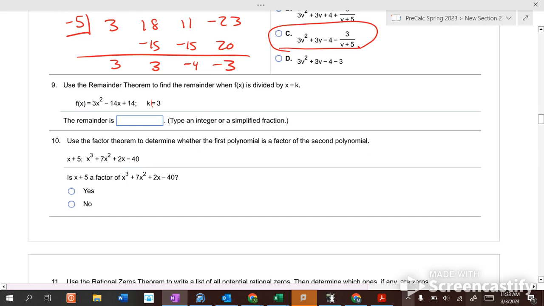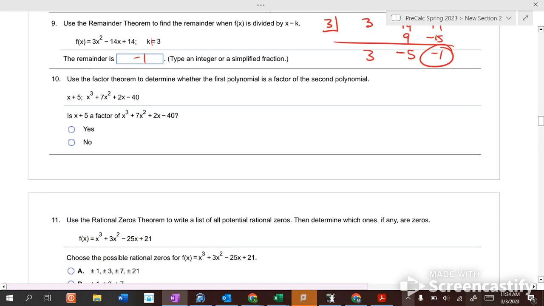Okay, remainder theorem. So simply you take a 3 here and go 3, -14, 14, and figure what the remainder is. 3, 9, -5, -15, -1, remainder's -1.